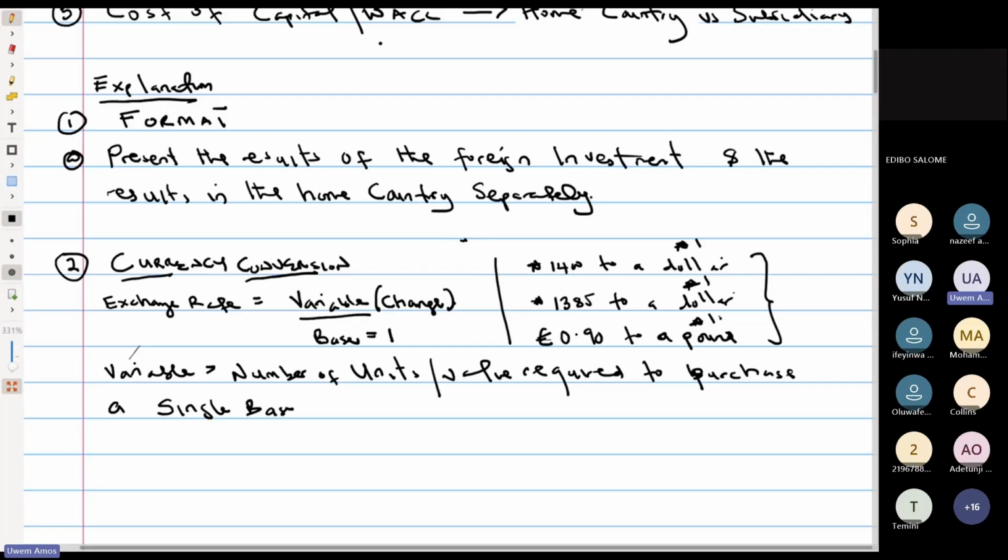So let's see if you understand the concept now that I've explained. And maybe I would like to hear some voices. Some people speak to me. So in the first scenario, 1,400 to $1, which of the currencies between Naira and dollar is the variable and which is the base? We said the base will always be equal to 1. So guys, which of them is the variable and which of them is the base?